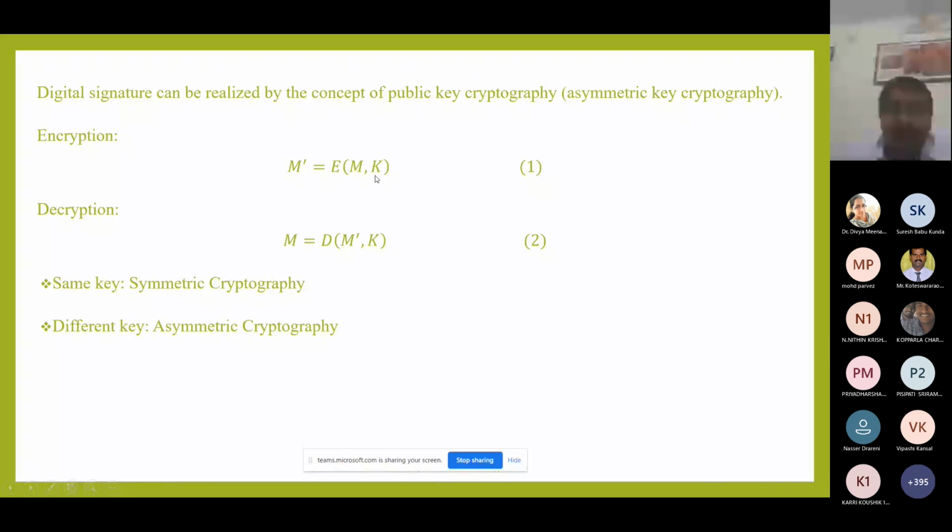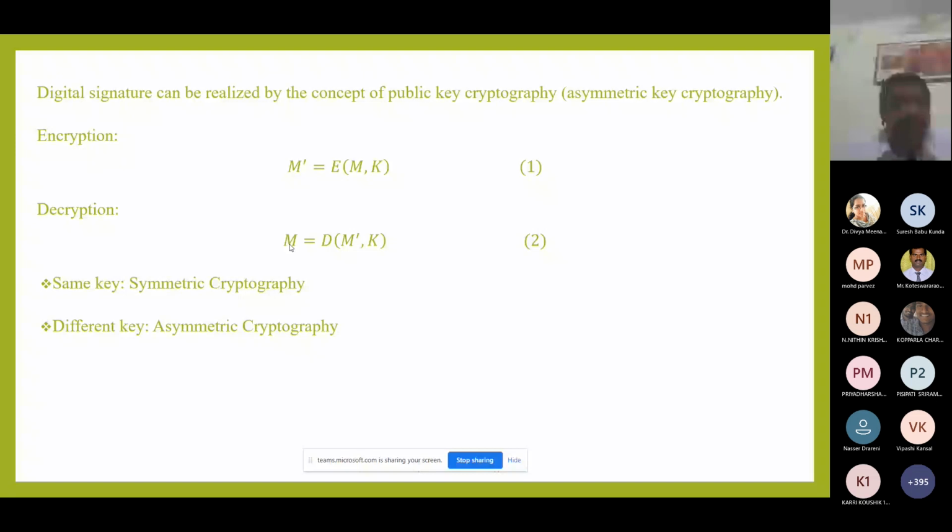Suppose we have converted this message m into m dash with the help of a key. If you use the same key to convert this m dash into m, we call it symmetric key cryptography. If the same key is used for both encryption and decryption, we call it symmetric key cryptography. However, if you use different keys, meaning if you convert this message m to m dash using one key, you need some other key to convert this m dash to m, that is asymmetric key cryptography. So this is a major difference between symmetric and asymmetric key cryptography.